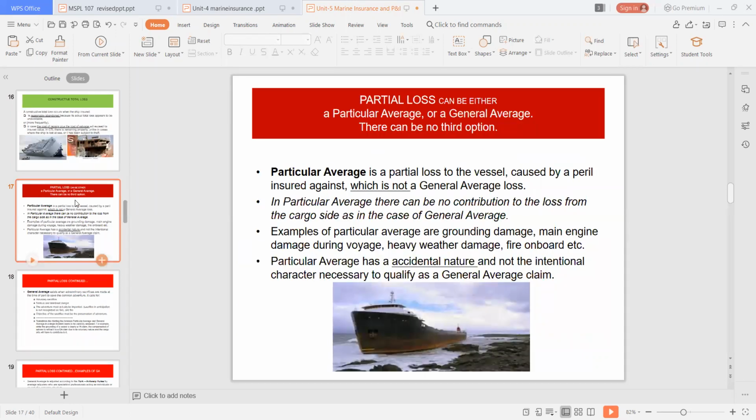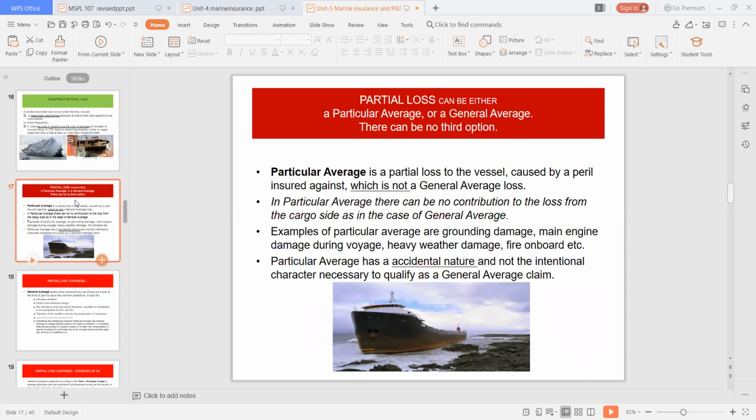Yes, partial loss can be either a particular average or a general average. There can be no third option. Okay. Particular average, see this, is a partial loss to the vessel caused by a peril insured against, which is not a general average loss. In particular average, there can be no contribution to the loss from the cargo side, as in the case of general average.